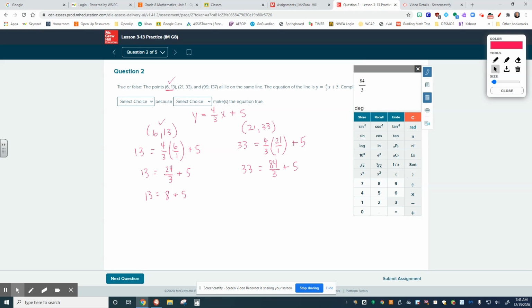84 divided by 3 is equal to 28. Pretty helpful tool there. 33 is equal to 28 plus 5. And I know that to be a true statement, so this solution is also true. Make sure that this third one really is a true statement by using substitution before you decide if this is true or not, because if that one is false, then we know that the whole situation is false.